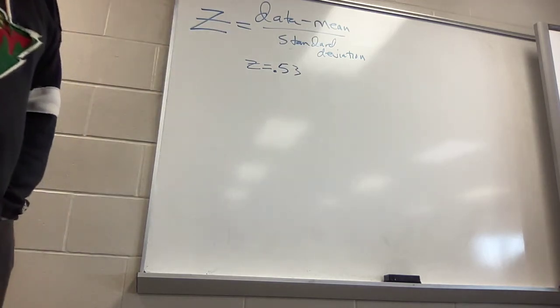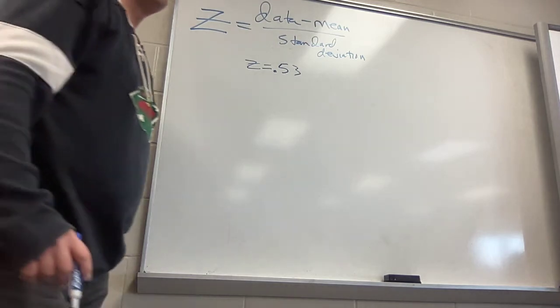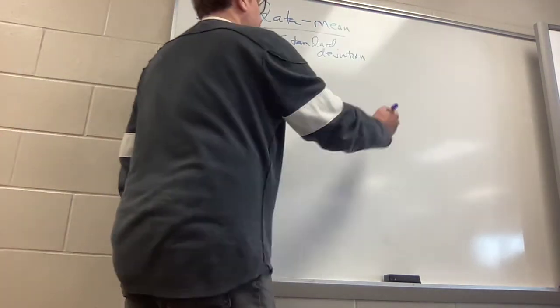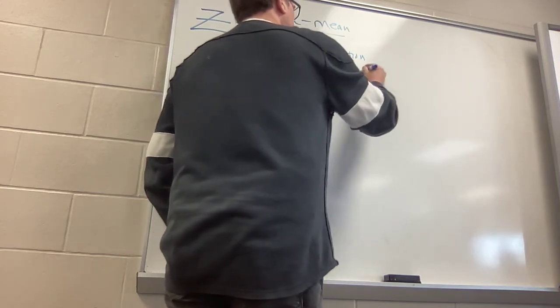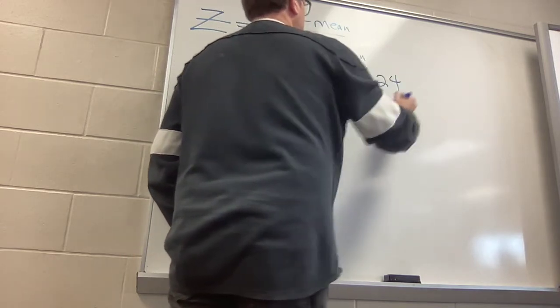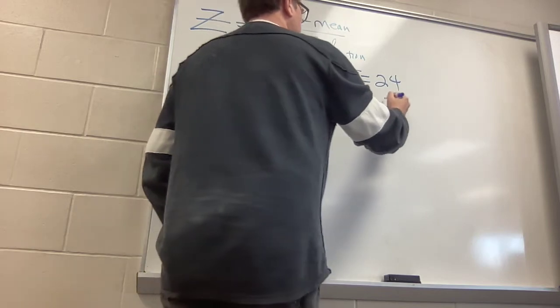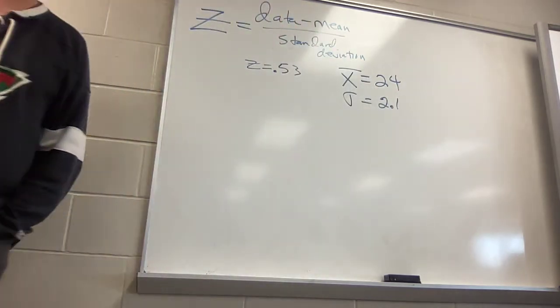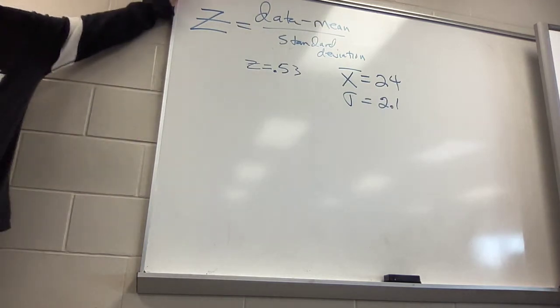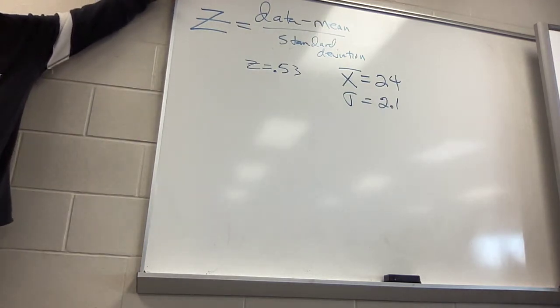It's a test maybe like an ACT test or something like this. And on the ACT test, they will tell you that the mean is 24 and the standard deviation is 2.1. All right. So many of you have taken ACTs. You talk in terms of score. I got a 24. You got a 23. You got a 27. You got a 29.